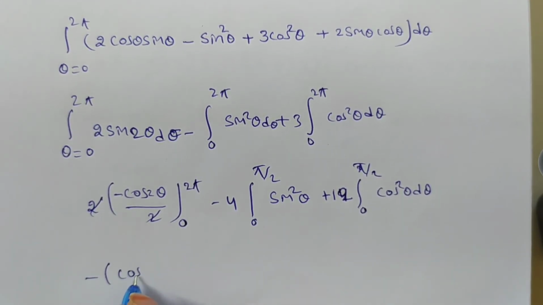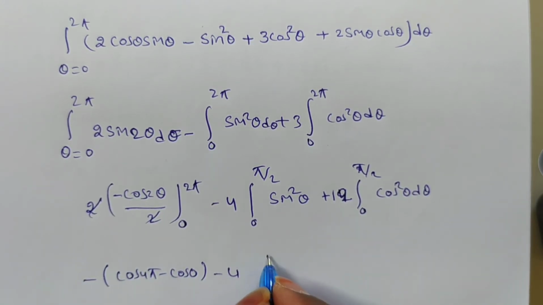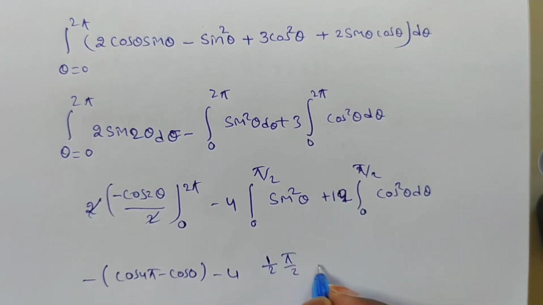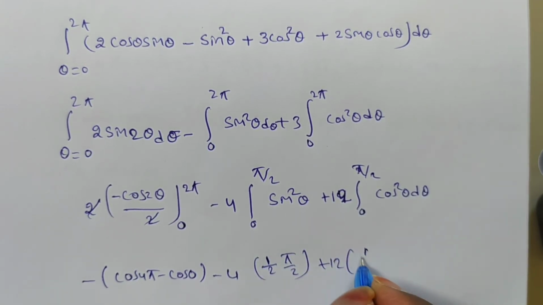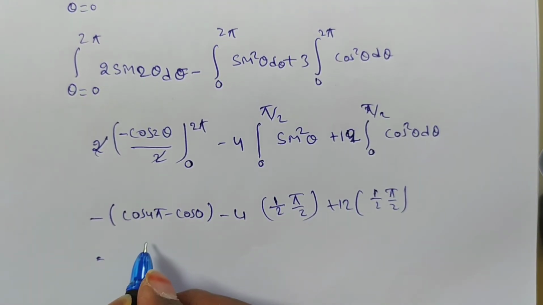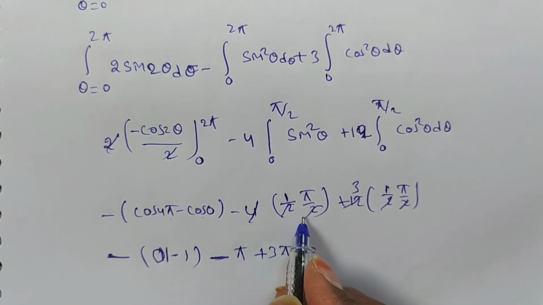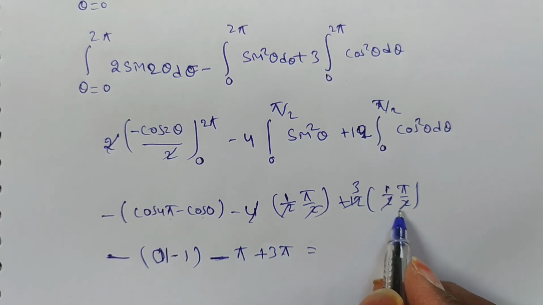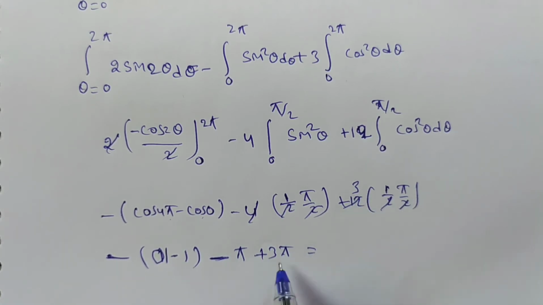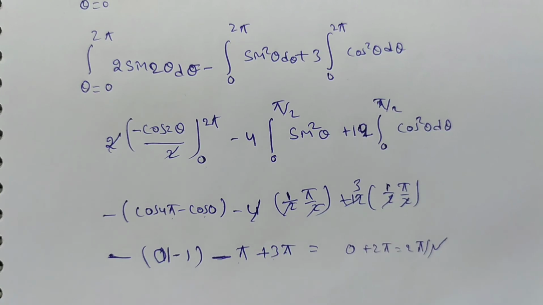Minus of cos 4 pi minus cos 0, minus 4 times of, this is how you can write, 1 by 2 pi by 2. Plus 12 times of, this is also 1 by 2 pi by 2. Now cos 4 pi value is 1, minus 1. Here 2 times of 2, 4 in the numerator, 4 in the denominator getting cancelled. Here 2 times of 2 is nothing but 4. 4 times of 3 is 12. So here you have 3 pi, this is pi, and 1 minus 1 is 0. So 0 plus 2 pi. Hence the total answer is 2 pi. Is it clear for everyone?